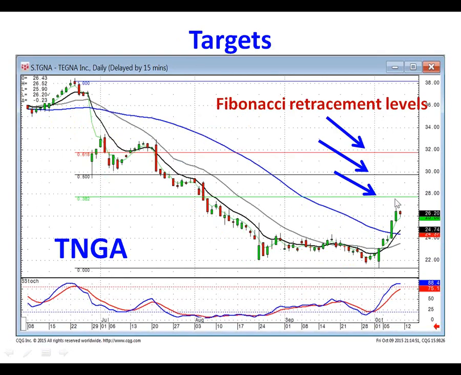Or now I can throw the Fibonacci numbers on here. Are these my targets? No. Right now my target is I'm going to stay long until I see a candlestick sell signal. And if that candlestick sell signal happens here or here or here, that's a pretty good indication that's where the reversal is going to occur.